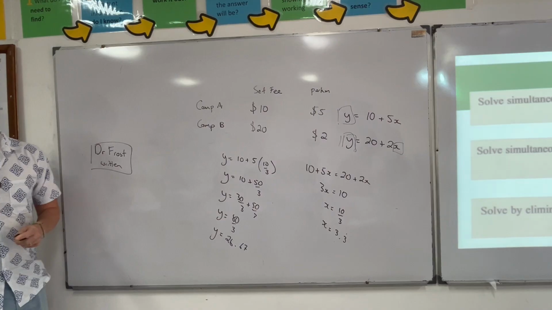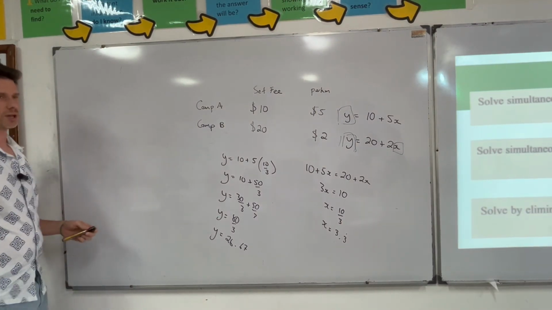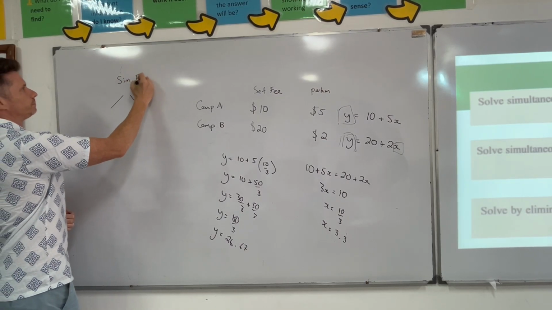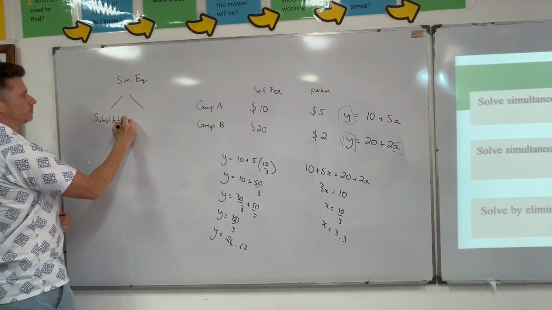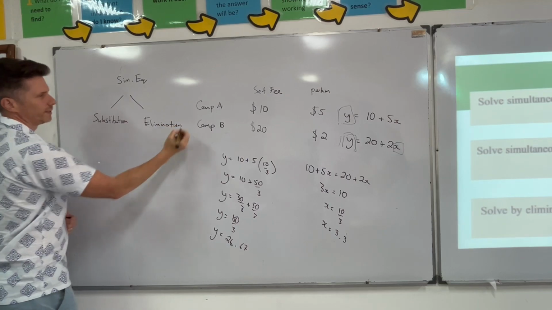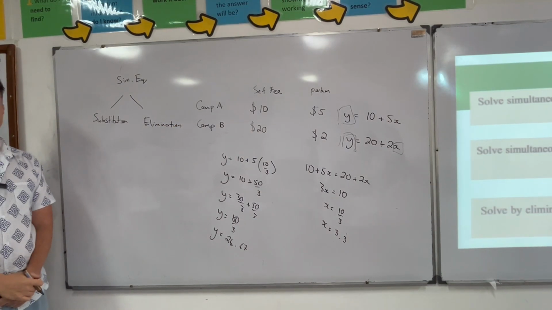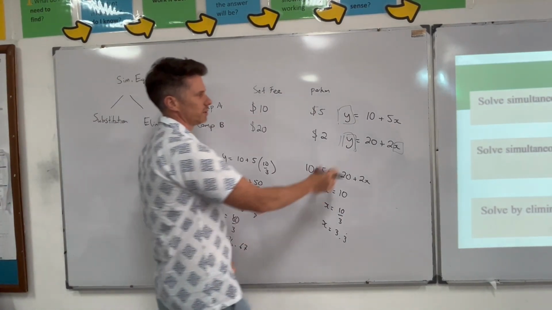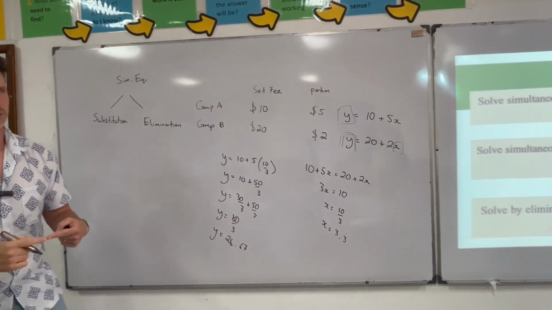I'm sure you've come across simultaneous equations before. There are 2 methods to solving simultaneous equations: we can use substitution, or we can use elimination. Which method did I just use? Substitution. Yes, that's the substitution method, where I know that y equals something, so I can sub this in for the y in the other one, let them equal each other and solve.